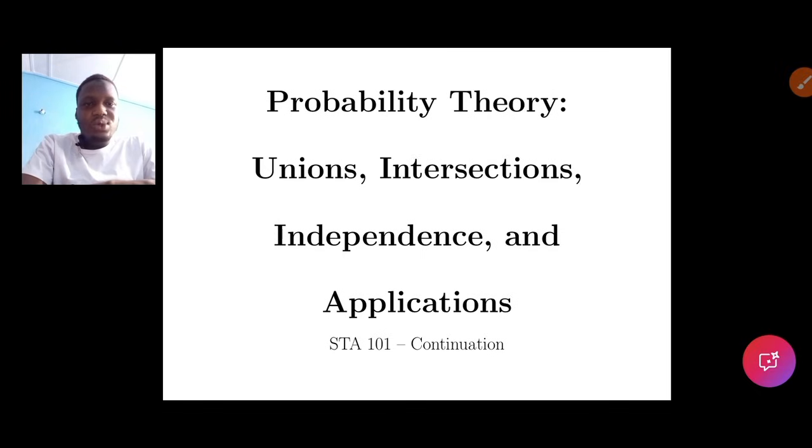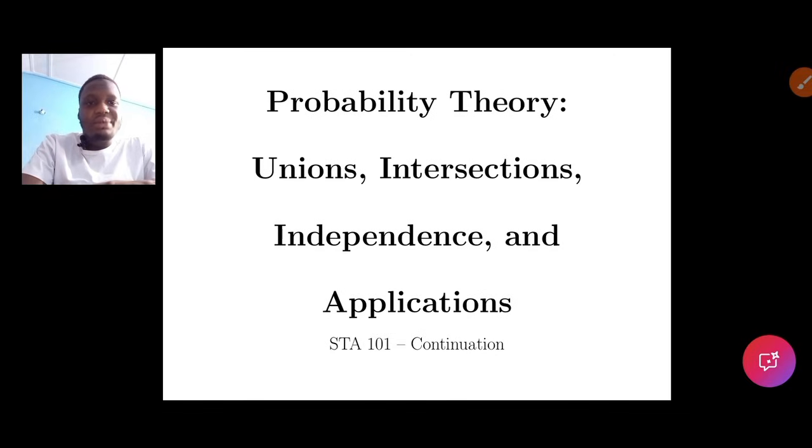So we begin lecture 2 today, and today we are going to discuss unions, intersections, independence and their applications. These stuff involve a lot of practical work, so today we are going to solve countless problems and make sure we really understand what each of these concepts tries to bring about, such that when we are given any question, we will be able to attempt them in the right way.